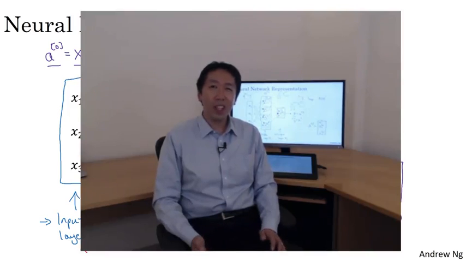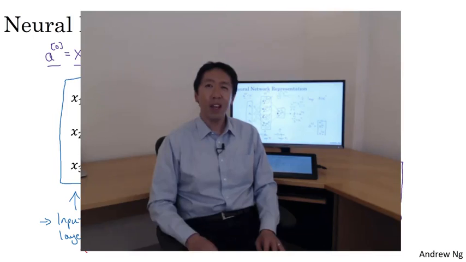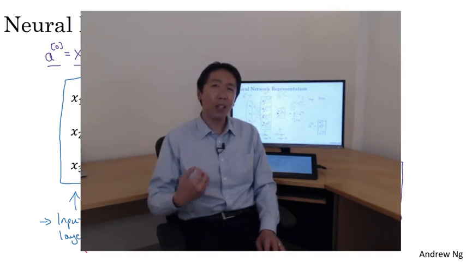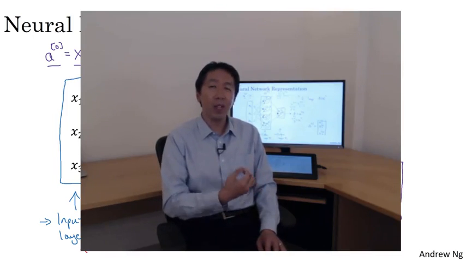So you've just seen what a two-layer neural network looks like. That is a neural network with one hidden layer. In the next video, let's go deeper into exactly what this neural network is computing. That is, how this neural network takes input x and goes all the way to computing its output y hat.